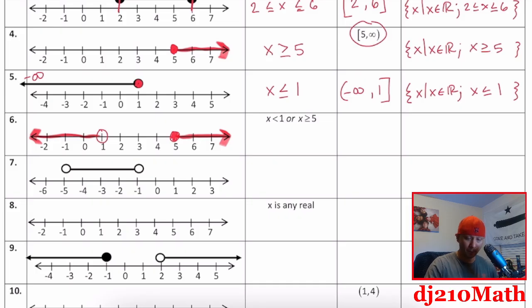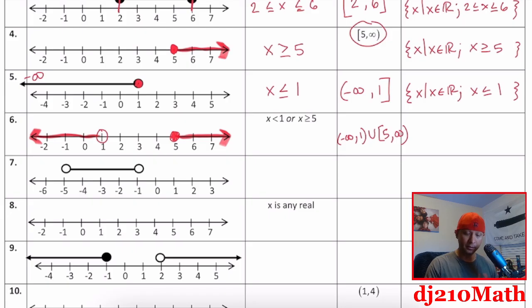So what I'm saying is, from left to right, we have negative infinity up to 1, but we don't include 1 because it's an open circle. Union, the second piece. Brackets because we want to include 5. And then we go up to infinity with parentheses.